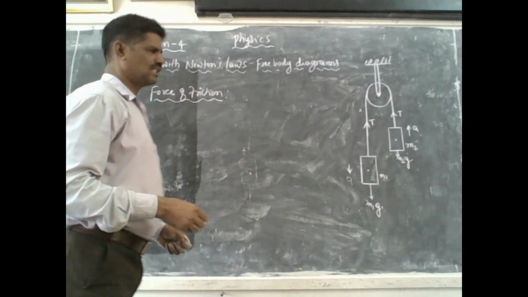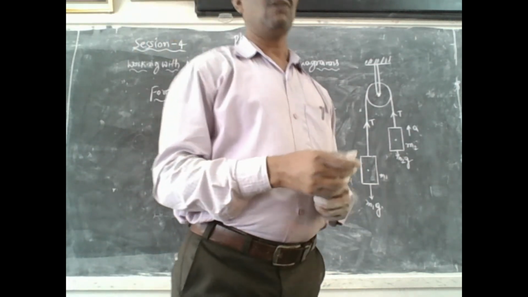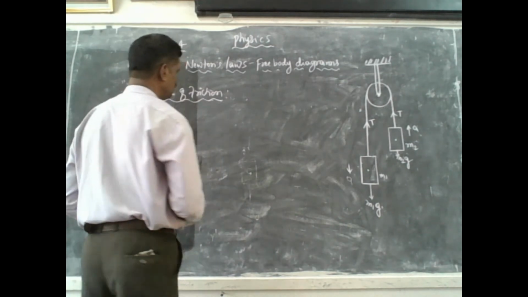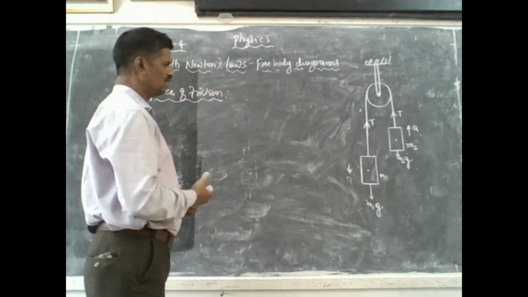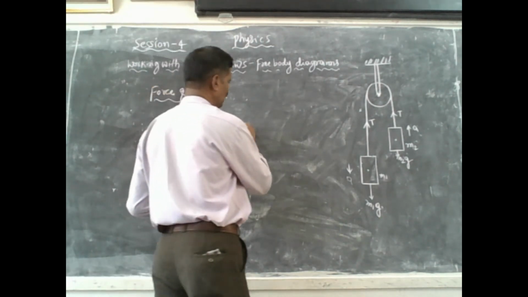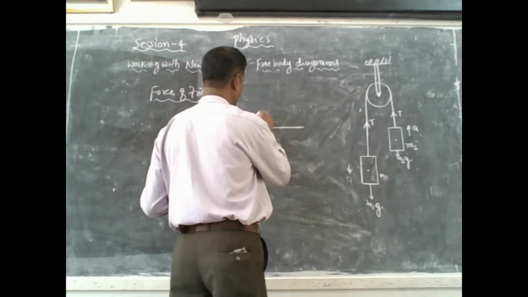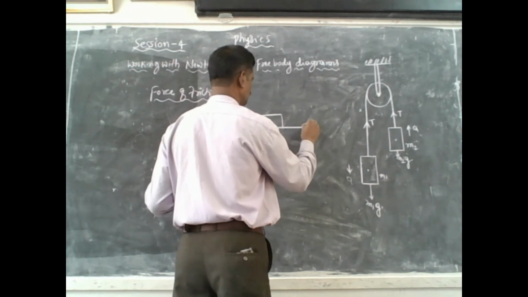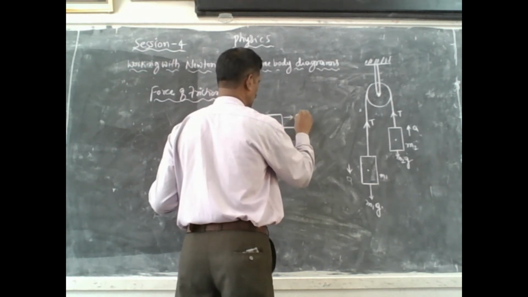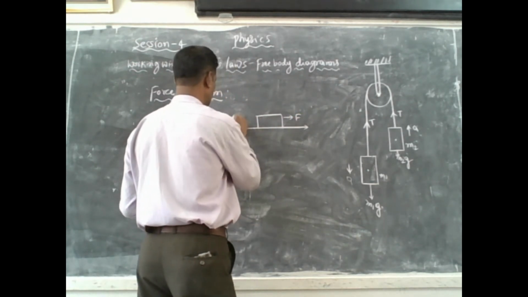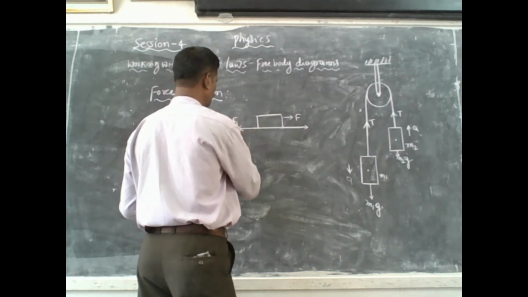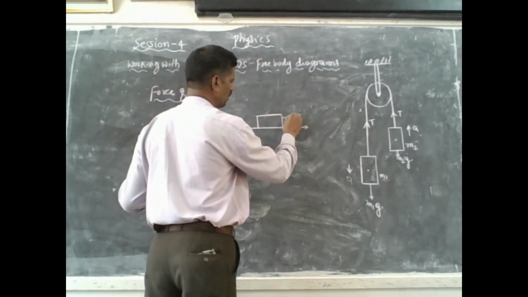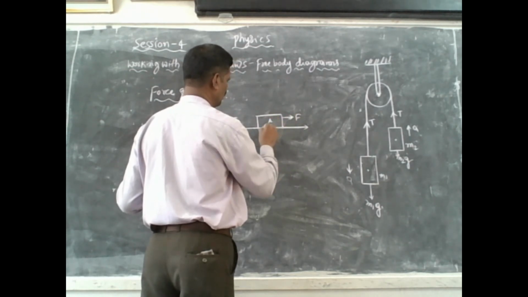So force of friction means friction is a kind of force which opposes the relative motion. Already I told you about the relative motion, isn't it? This is the force which develops, and it opposes the relative motion of the other body.